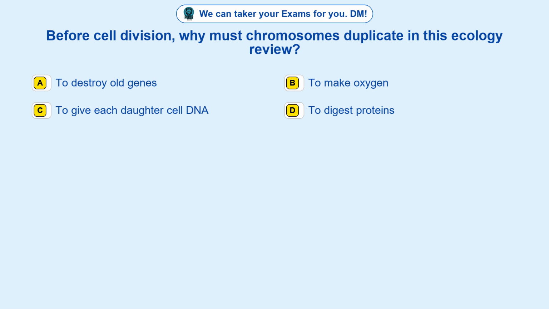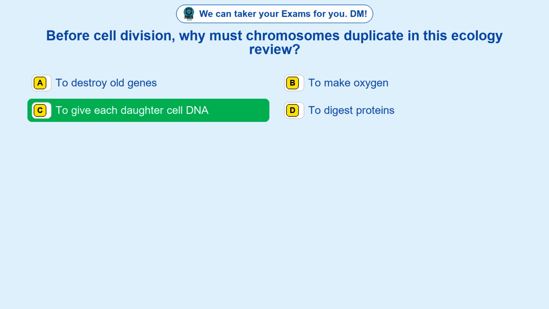Question 4. Before cell division, why must chromosomes duplicate in this ecology review? Option A, to destroy old genes. Option B, to make oxygen. Option C, to give each daughter cell DNA. Option D, to digest proteins. The correct answer is option C, to give each daughter cell DNA.